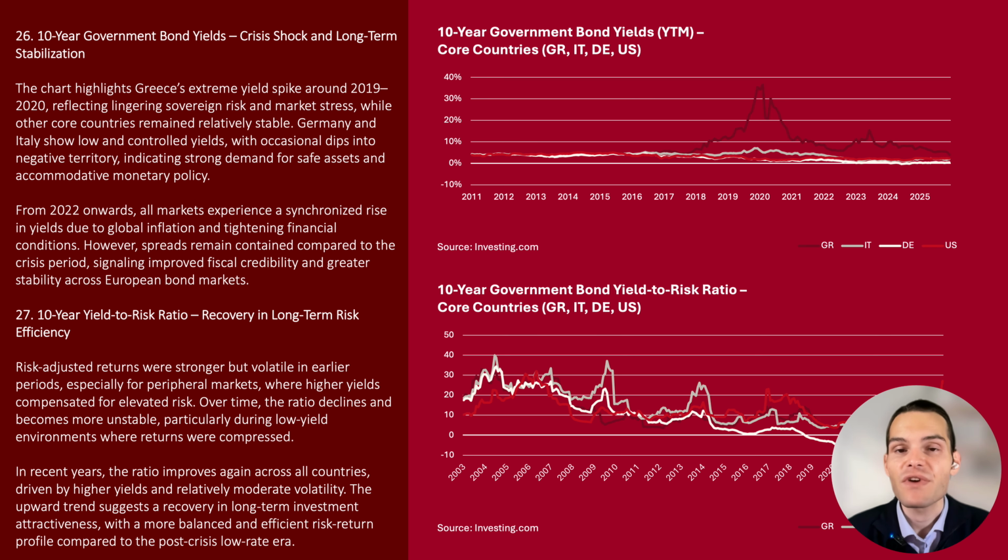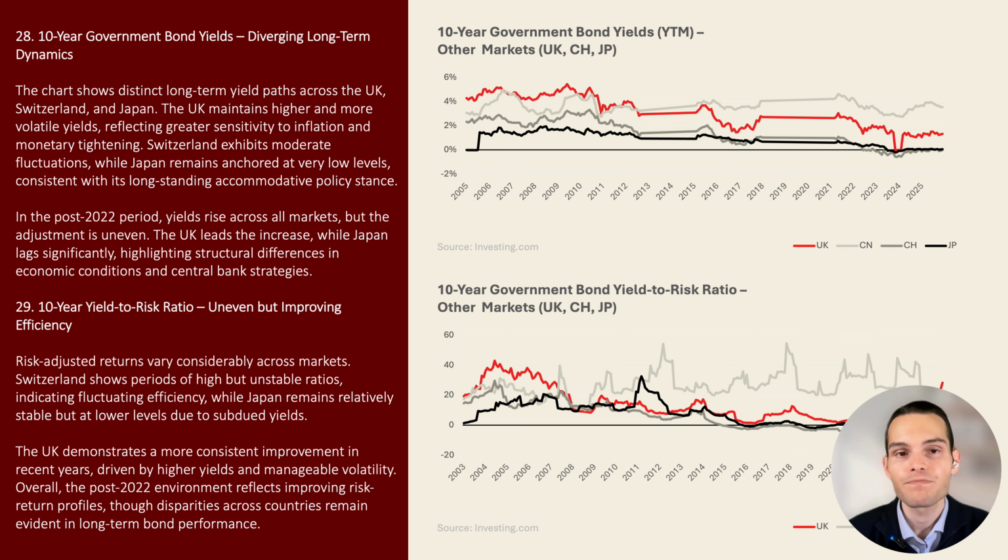This chart further confirms the patterns observed in previous maturities. Greece experienced a sharp yield spike during the sovereign debt crisis, while Germany and the US remained comparatively stable. Risk-adjusted performance also became more stable in recent years as volatility gradually declined.